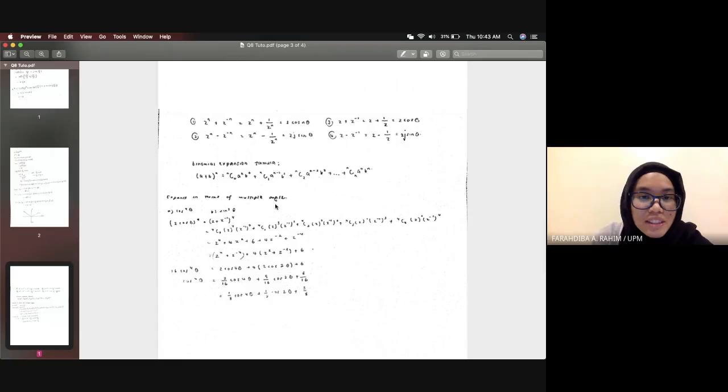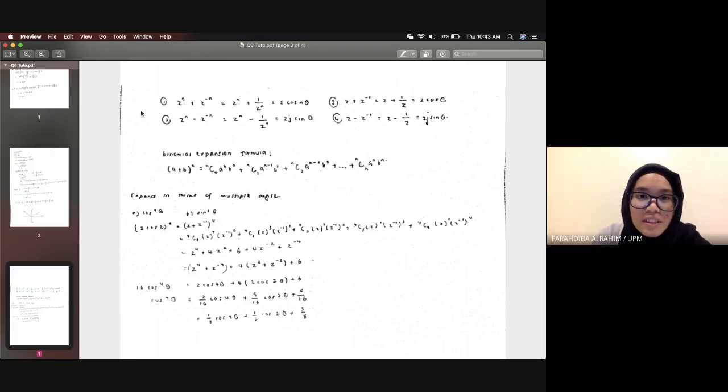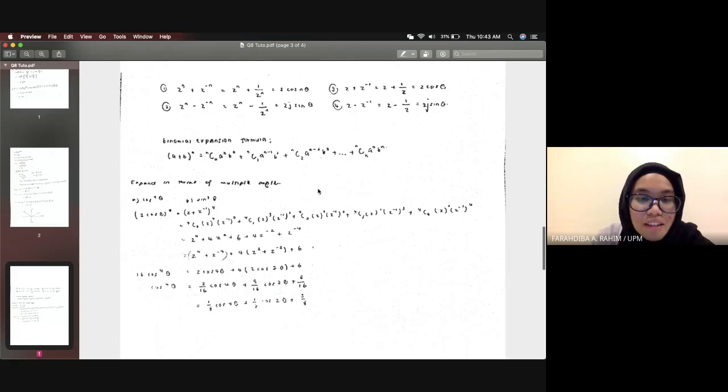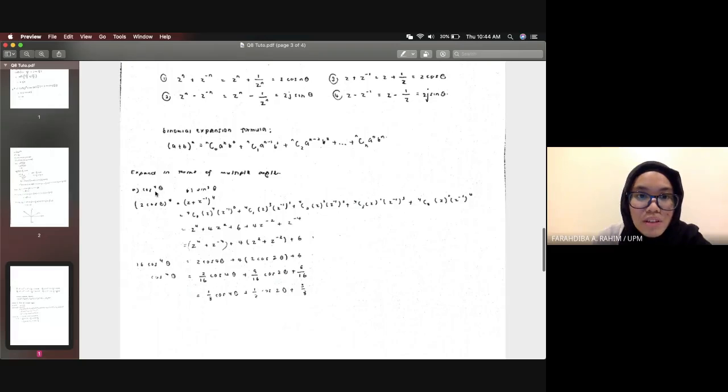Okay, for the next question, it asks us to expand in terms of multiple angle. So this is the formula. The one above is the formula, and the first question is cos to the power of 4 theta. So the first step: the question asks for cos, so I just choose this one, the third one, because it has no n like this. And power it to 4, because the question asks for the power of 4.